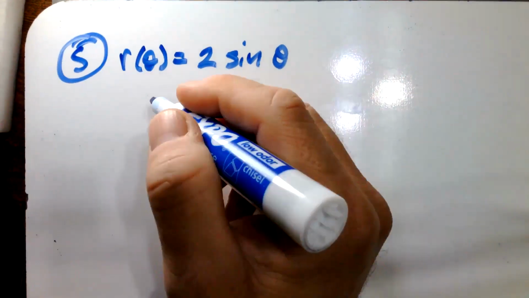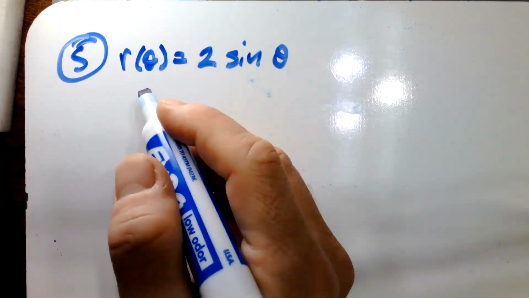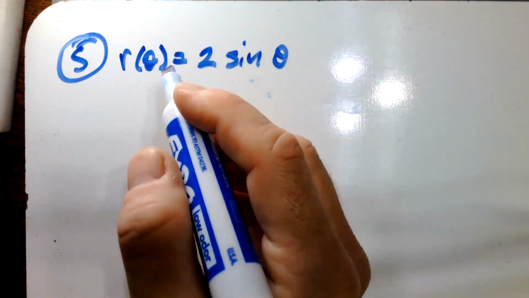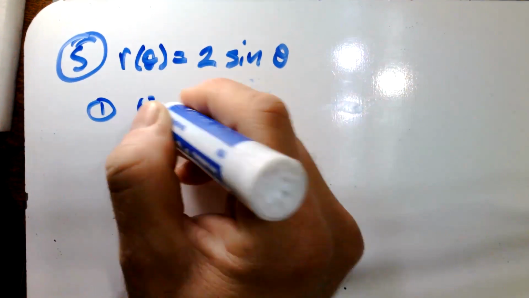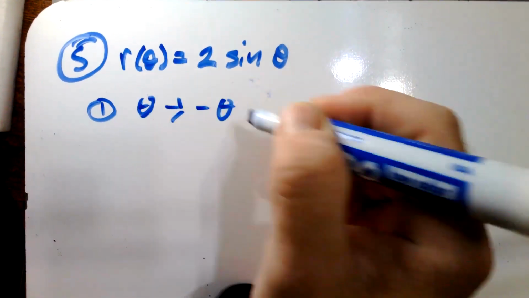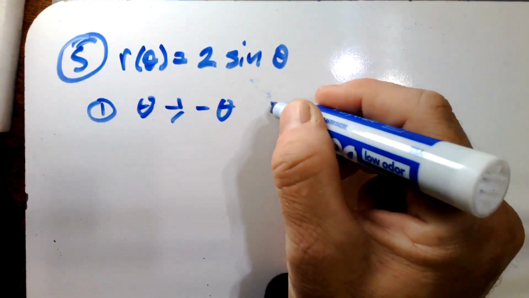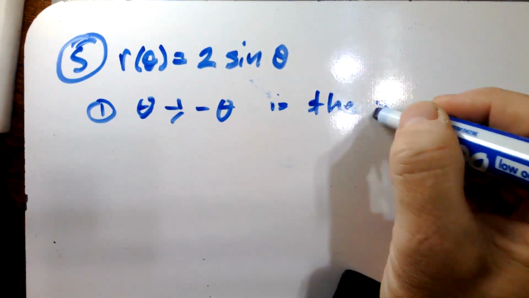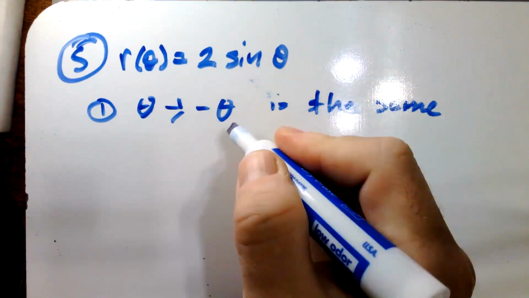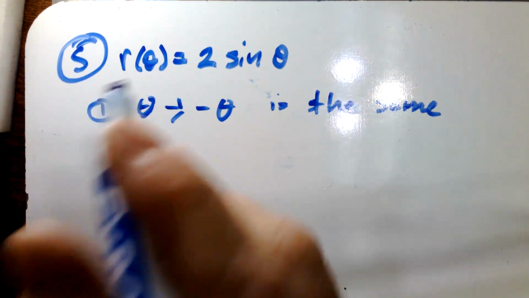Okay, so the very first situation that we were talking about is when does the symmetry we're looking for occur. The first one from the notes is if we replace theta by negative theta in the graph, and the function is the same or unchanged, then it's symmetric about the polar axis. Let's go ahead and try that and see what happens here.